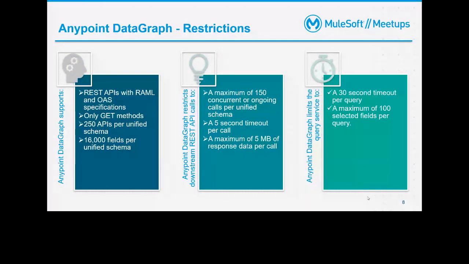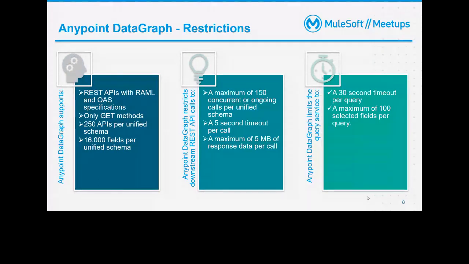You can add 250 APIs per unified schema, that is, 250 applications per unified schema, and 16,000 fields per unified schema. So across your 250 APIs, you should not have more than 16,000 fields. It should be equal to or less than 16,000 fields.